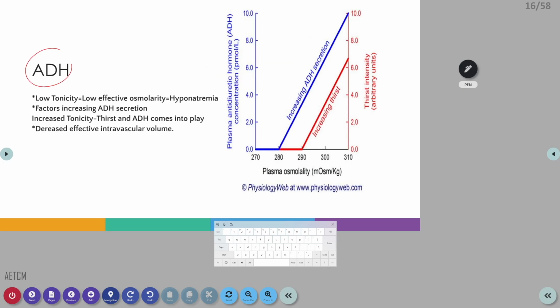So, coming to some of the basic concepts of ADH. Looking at this diagram, whenever there is a low tonicity or a low effective osmolarity, or hyponatremia, the ADH will not act. Whenever there is an increase in osmolarity, there is an increase in ADH secretion. Therefore, with increased tonicity, the ADH and thirst come into play. The first mechanism that acts whenever there is an increase in tonicity or plasma osmolarity is the ADH. At around 280 osmolarity, the ADH will come into action, whereas around 290, the thirst mechanism will come into action. So the first mechanism that responds to an increase in tonicity is the ADH.